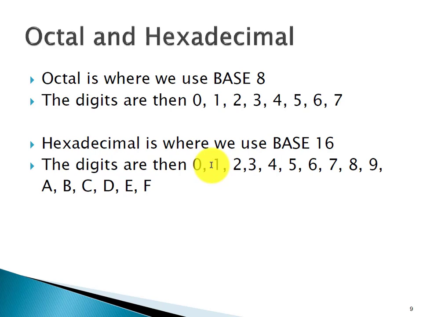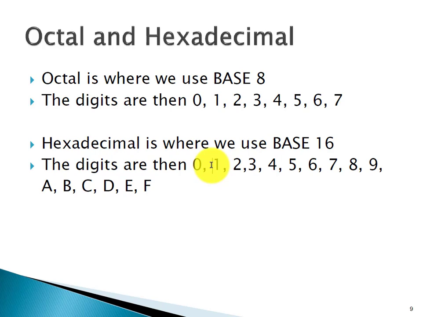We start off with 0. 0, 1, 2, 3, 4, 5, 6, 7, 8, 9, A, B, C, D, E, F. What's the next number? 1, 0, 1, 1, 1, 2, 1, 3, 1, 4, 1, 5, 1, 6, 1, 7, 1, 8, 1, 9, 1, A, 1, B, 1, C, 1, D, 1, E, 1, F. 2, 0, 2, 1, 2, 2, 2, 3, 2, 4, 2, 5, 2, 6, 2, 7, 2, 8, 2, 9, 2, A, 2, B, 2, C, 2, D, 2, E, 2, F.